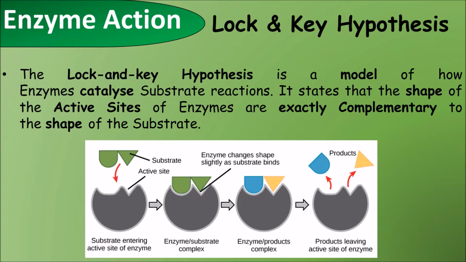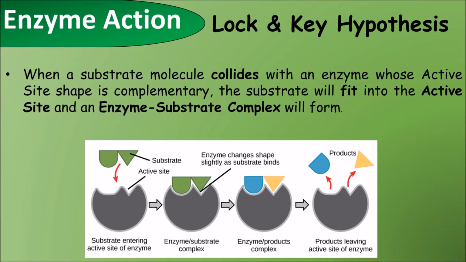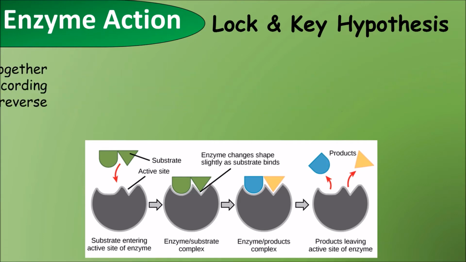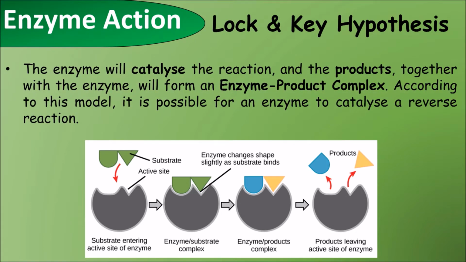Below is a diagram showing the lock and key mechanism. You need to make sure that you are familiar with this diagram and can explain all of the processes that are shown by it. When a substrate molecule collides with an enzyme whose active site is complementary, the substrate will fit into the active site and an enzyme-substrate complex will form. The enzyme will catalyze the reaction and the products together with the enzyme will form an enzyme-product complex. According to this model, it is possible for an enzyme to catalyze a reverse reaction.